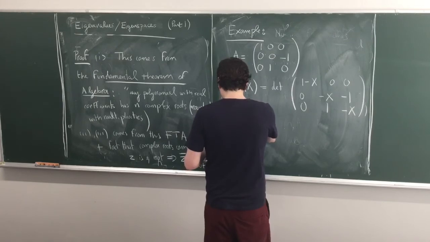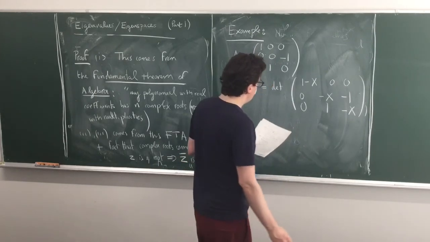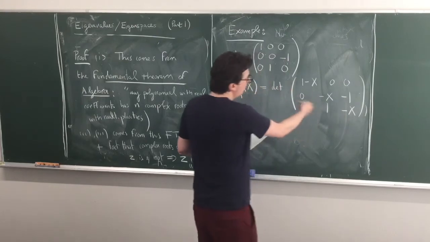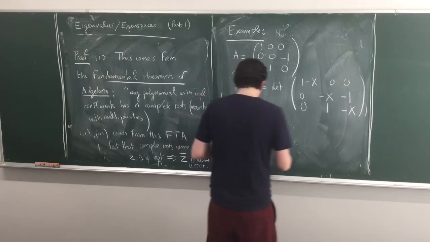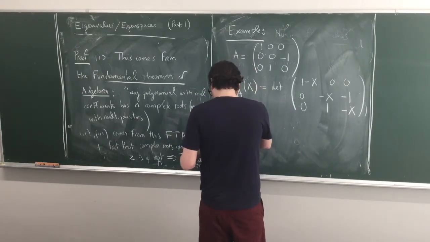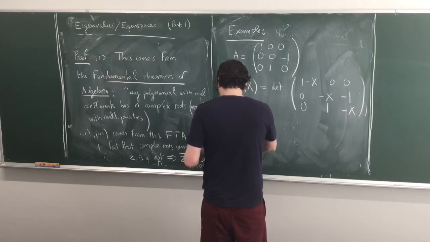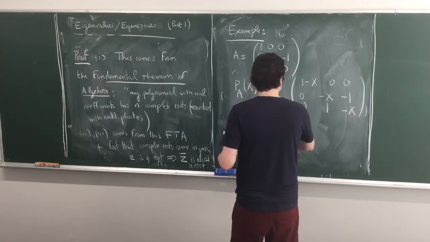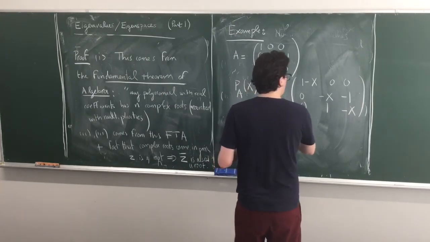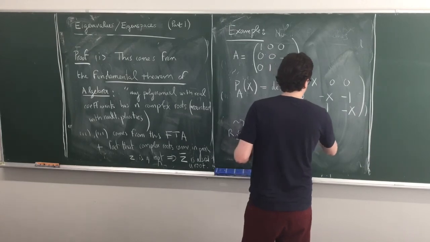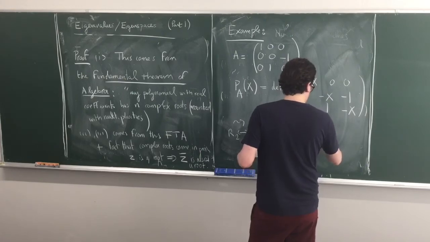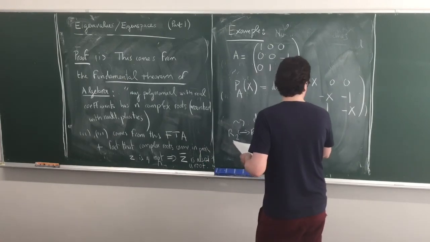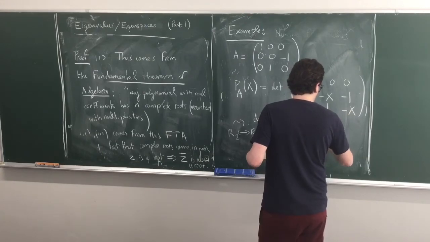So for example, I can use Gaussian elimination, or elementary operations on rows, to modify this. For example, I switch row 2 and row 3. Then I will get the determinant of 1 minus x, 0, 0, this is not modified, and then I have 0, 1, and minus x, this will be my pivot, and then 0, minus x, and minus 1.